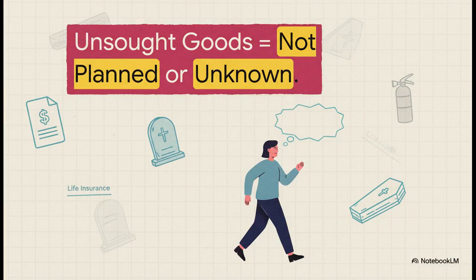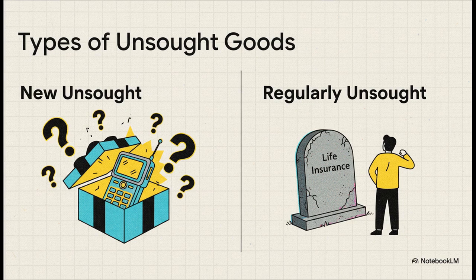And then on the complete other end of the spectrum, we have unsought goods. These are the products that we, as consumers, just don't think about buying. Maybe we don't even know they exist. You don't usually wake up in the morning and think, you know what, today's a great day to shop for life insurance. And just so you have the full picture, there are 2 types.